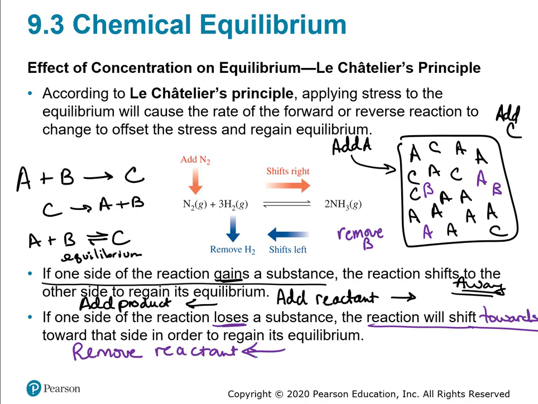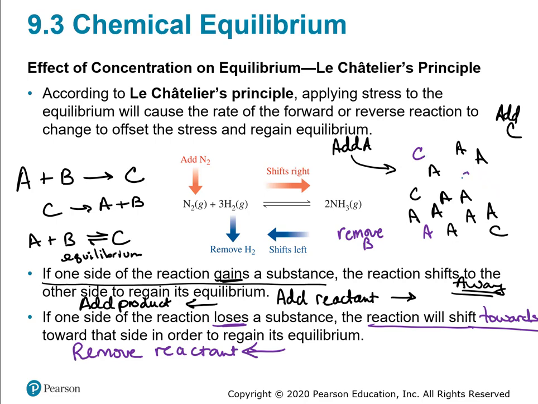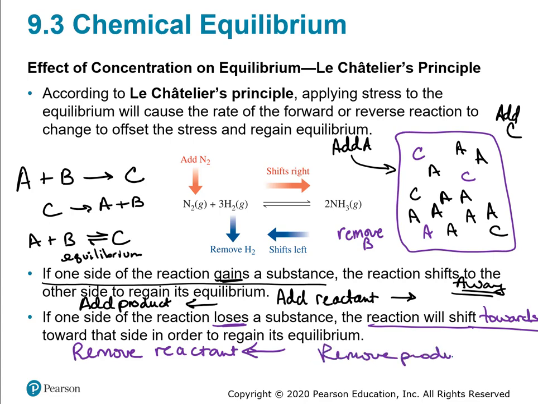If I remove C, so if I went and took 1, 2, 3. So if I took those C's out, I need to replace them. So which way will the reaction shift? Forward. So if I take C out, then this A and B will make C. Then this A and B will make C. There's my container, to try and restore the ratio that's present. So if I remove product, then the reaction will shift forward.